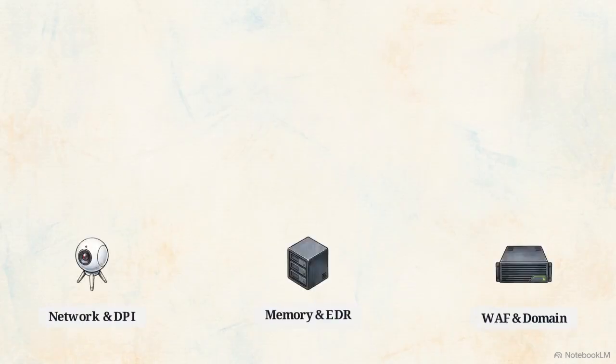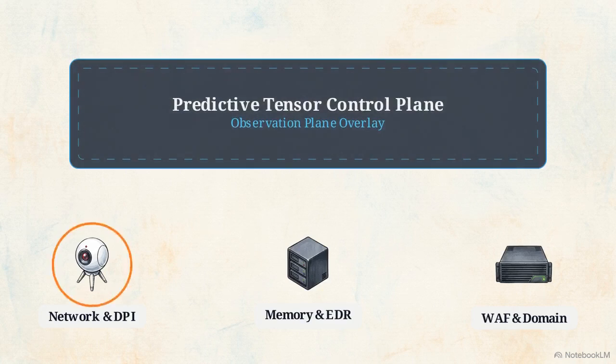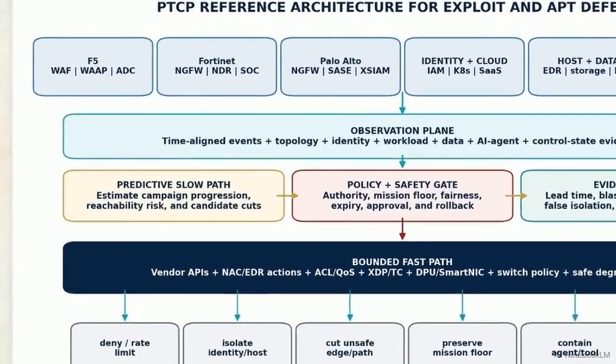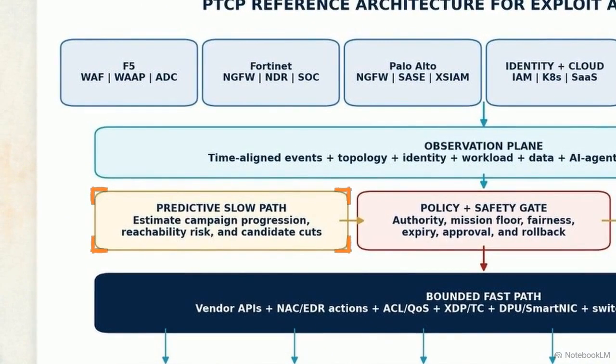PTCP is an evidence-gated overlay. It does not replace the deep packet inspection, memory analysis, or domain enforcement provided by native security products. It consumes their verdicts. This reference architecture illustrates the data flow. The observation plane normalizes telemetry from installed infrastructure, requiring exact clock synchronization to bind events to the enterprise topology. This feeds the predictive slow path, where the engine calculates deviations and proposes candidate cuts before attacks advance.